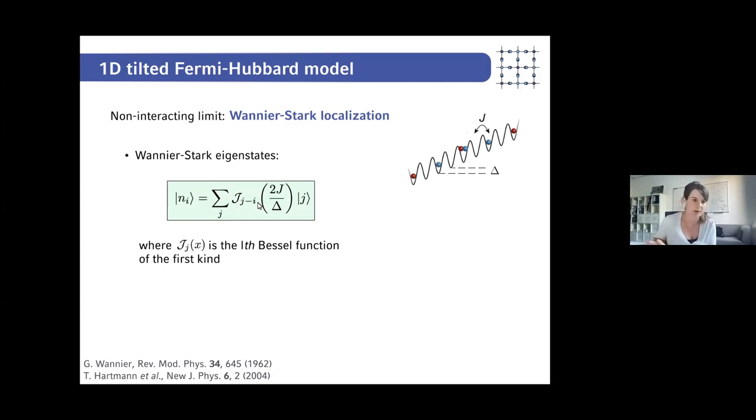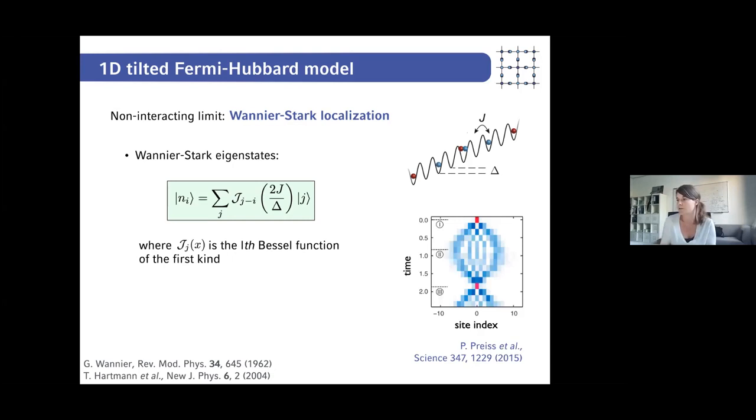There have been beautiful experiments over the years that have studied Bloch oscillation dynamics. I'm just showing here one which nicely resolves these dynamics in real space, which I took from the group of Markus Greiner here. Philip Preiss was the first author of this paper. And here you nicely see how the localization dynamics shows up in these experiments. We start from an initially localized wave packet at the central site in the lattice.